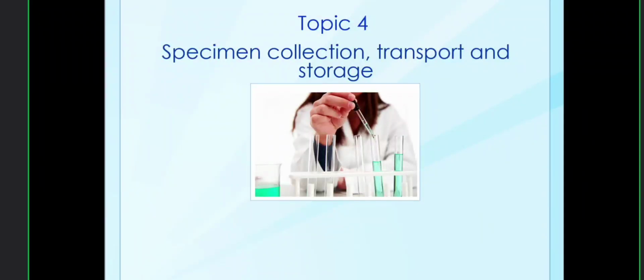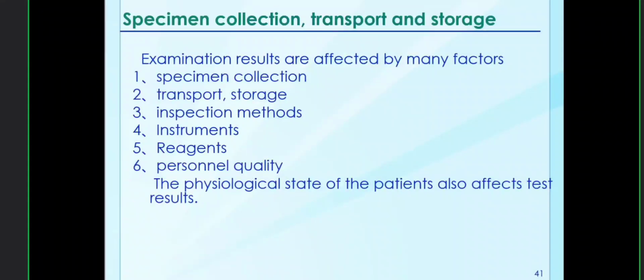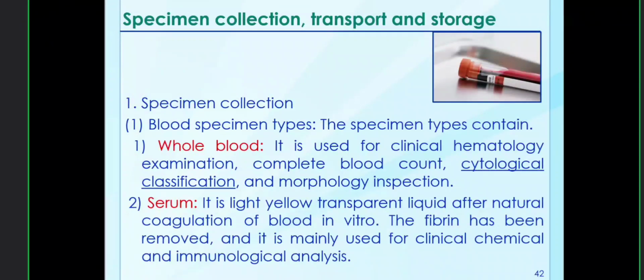Next topic is about specimen collection, transport, and storage. The examination results are affected by many factors. First one is the specimen collection, then specimen transport and storage, detection methods, instruments, reagents, and personnel quality. The physical state of the patient also affects the test results. So next slide is for the specimen collection.